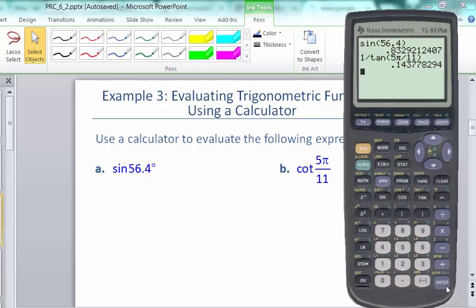So again, when you're using your calculator, two things to be cautious of. One is the degree versus the radian mode. Be sure that you are in the right setting. And second, be able to use your reciprocal function to evaluate a trig function that is not a sine, cosine, or tangent.